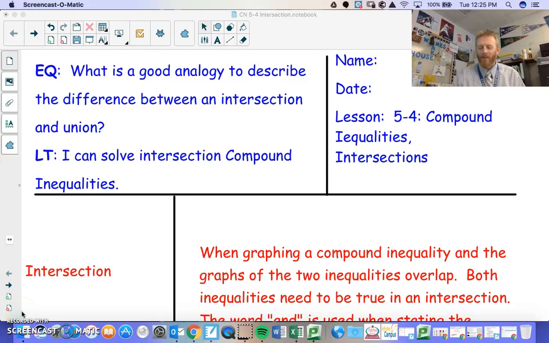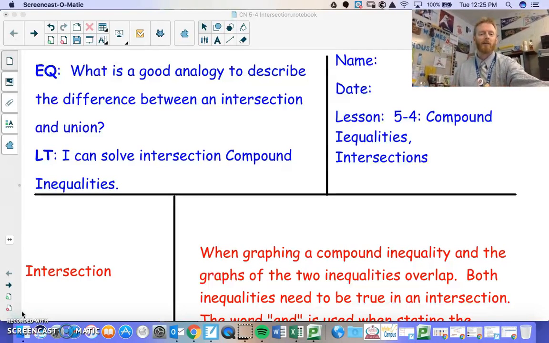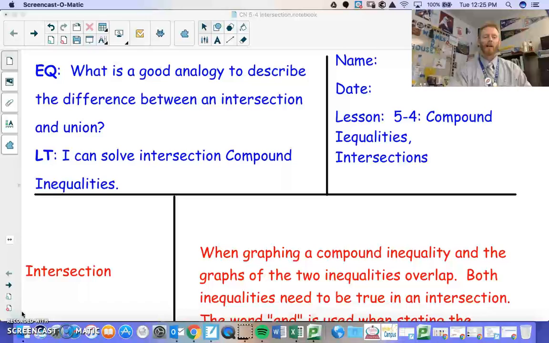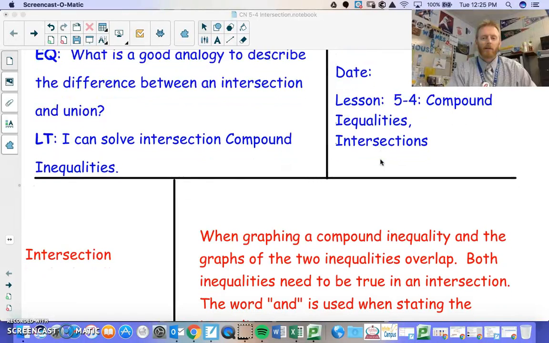Welcome to, what is this, lesson 5.4? Yeah, it's 5.4. This is the first part of 5.4. We're talking about compound inequalities. We are going to split this into two different types of lessons. This one's going to be called the intersections, and we'll describe that for you in just a little second here.